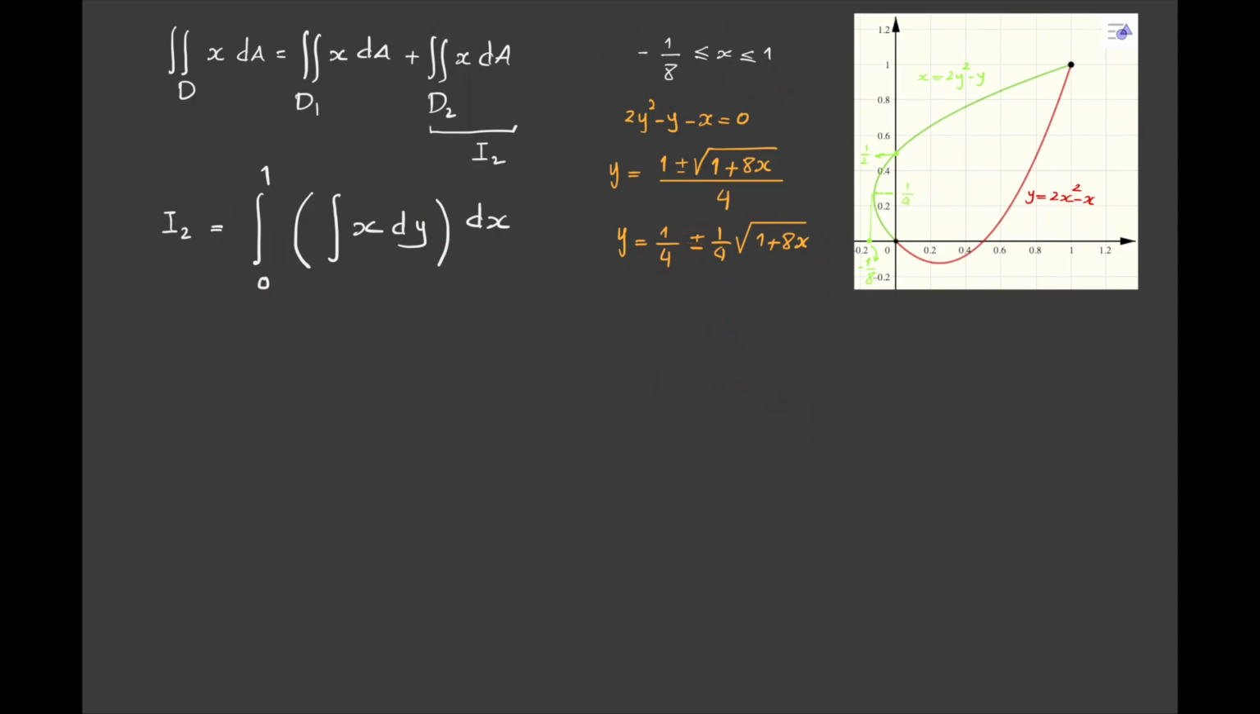That is crucial. So what I have to do now, the lowest value for y, in terms of the given x, is equal to 2x squared minus x, and the highest value is this one with positive sign. So this becomes 1 over 4 plus 1 over 4 square root of 1 plus 8x.